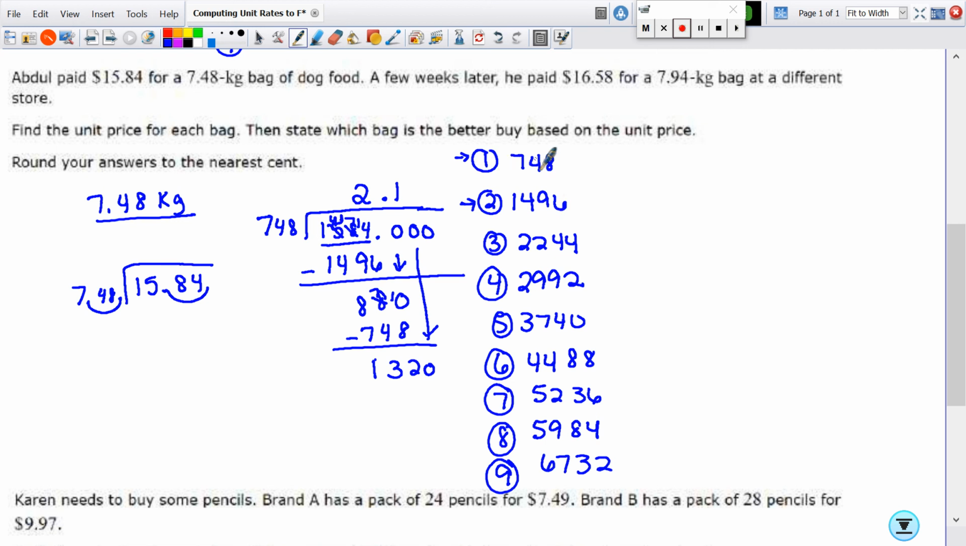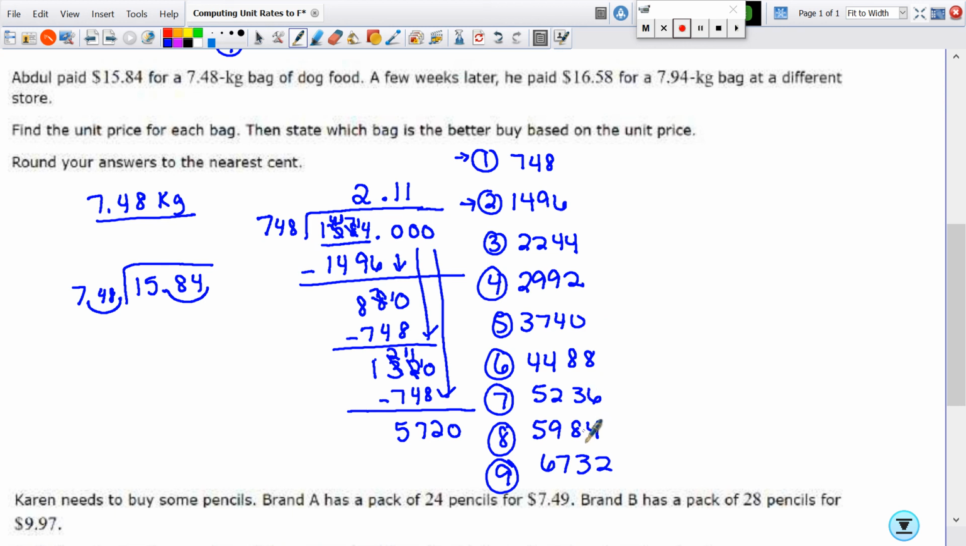1496 is too big, so we're going to do 1 and 748 again. When you're doing this, the multiplication's over. It's just the subtraction that takes time. Okay, so borrow from the 2. 10 take away 8 is 2. Borrow from the 3. 11 take away 4 is 7. And 12 take away 7 is 5. Bring down the 0 to see how we're going to round.